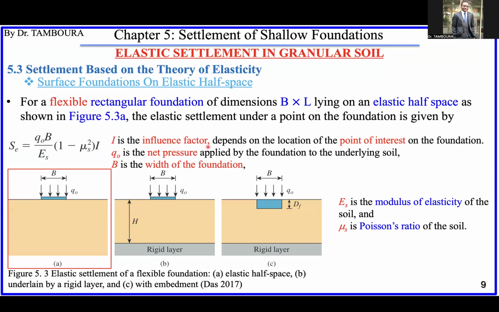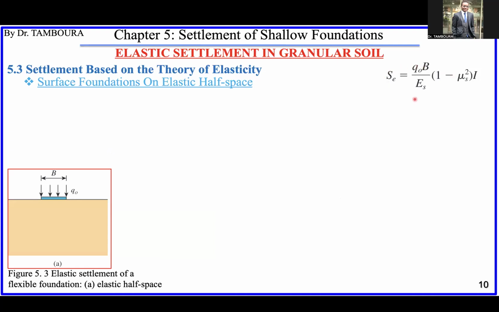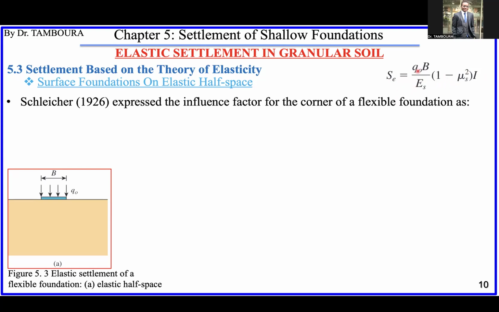The influence factor. This influence factor, now let's keep this equation here. Okay, from the theory of elasticity, this is the equation of settlement based on theory of elasticity. Okay, let's keep it up here. So how to obtain this I? This is the whole problem. If we solve that, we have solved the whole problem of settlement.